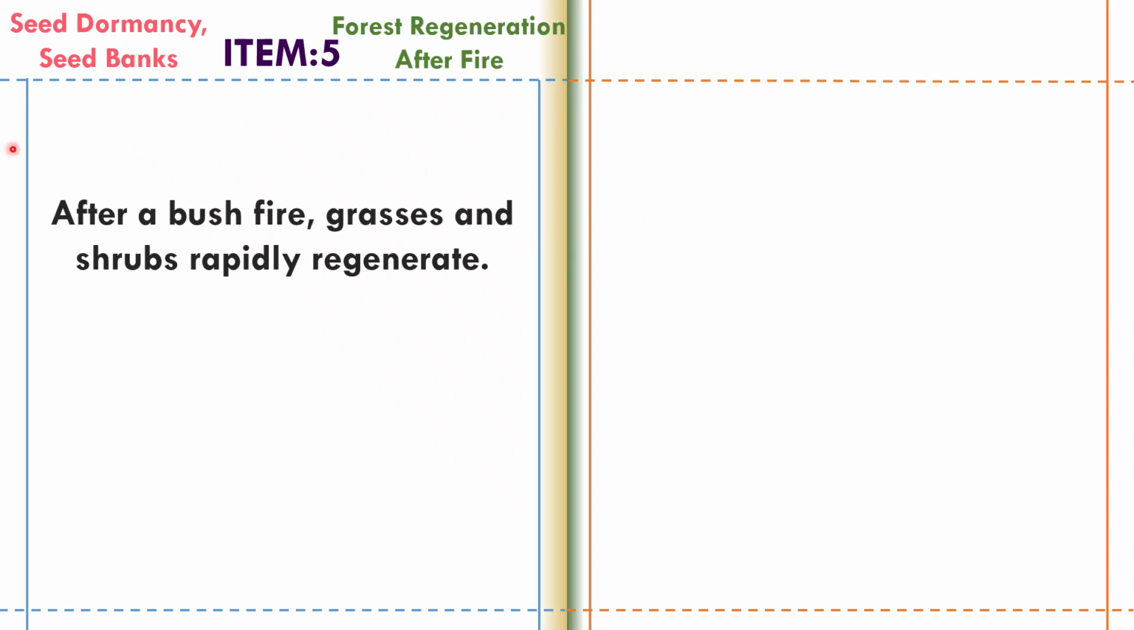Still under seed dormancy, we have item 5. We are going to look at forest regeneration after fire. After a bushfire, grasses and shrubs rapidly regenerate.